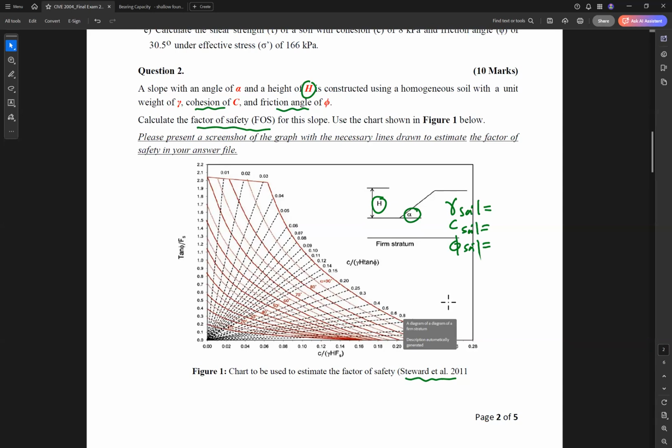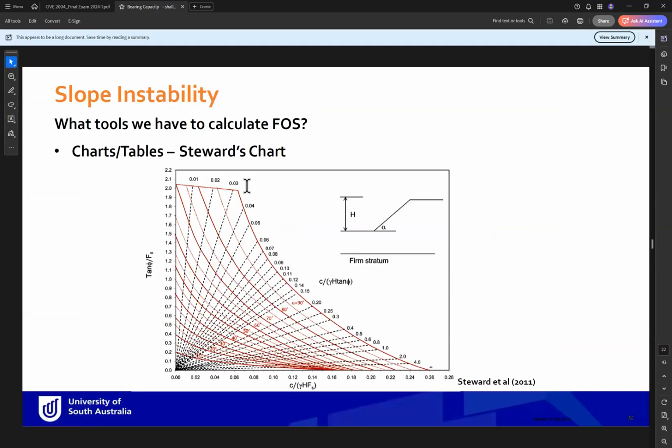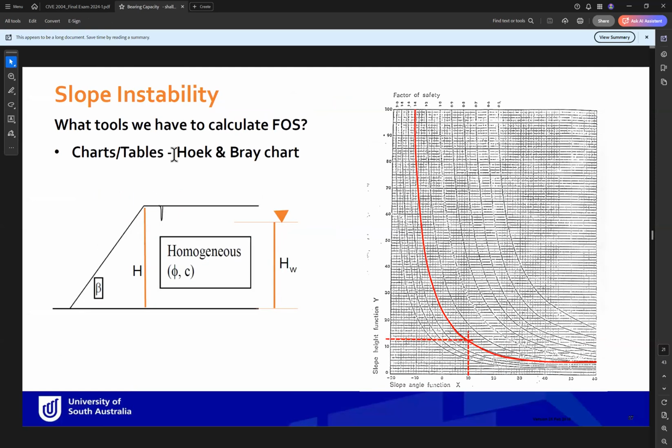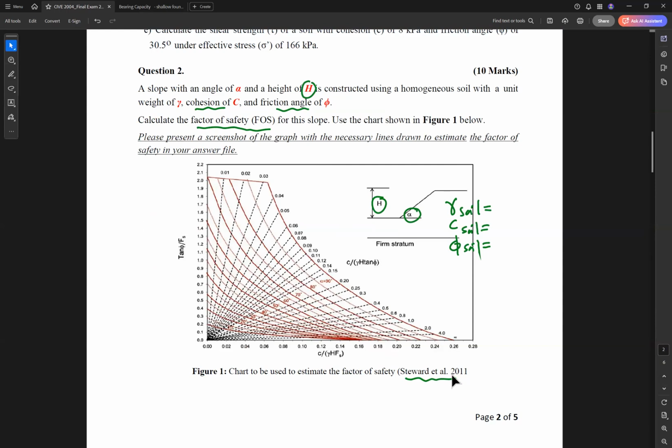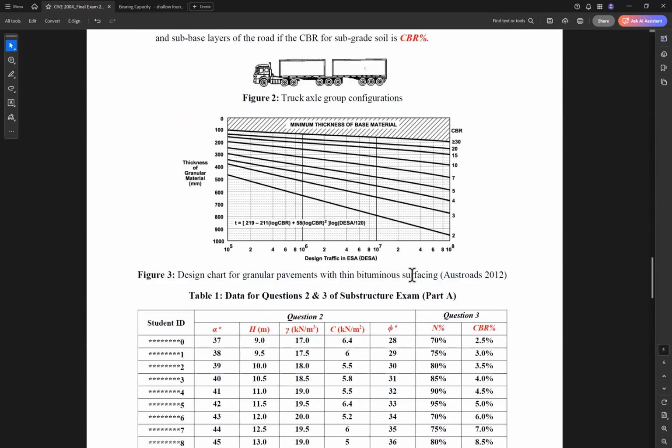Both of them are quite the same. What are the two names? Yeah, the other one here, Hoek and Bray chart. So the problem can be using the Hoek and Bray chart or the Stewart chart. This example, or this question, was using the Stewart chart. Based on your ID, or the last digit of your ID, you will have these 5 parameters.